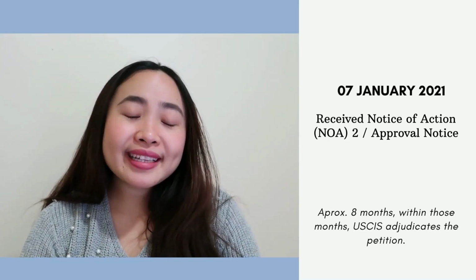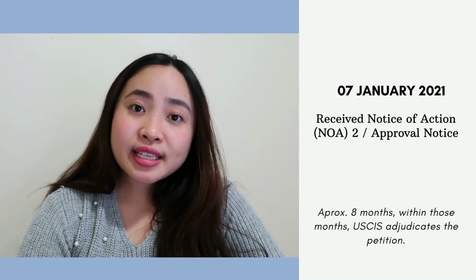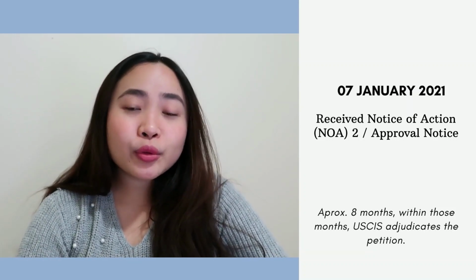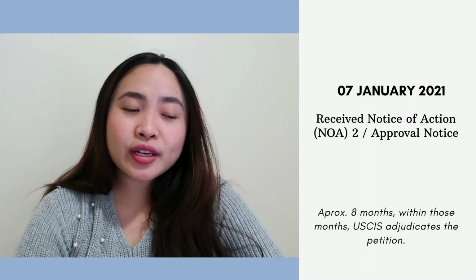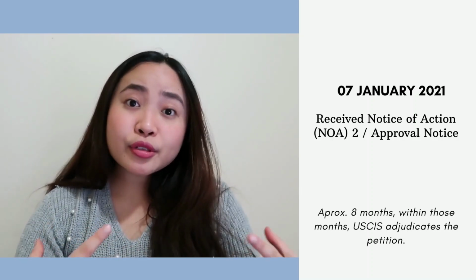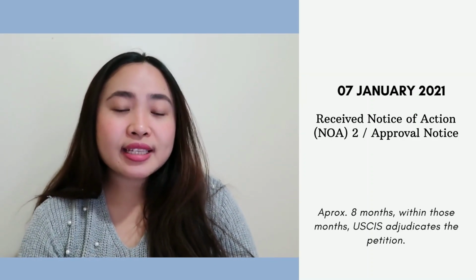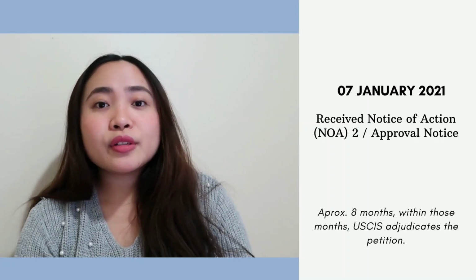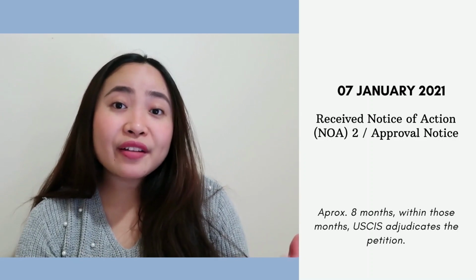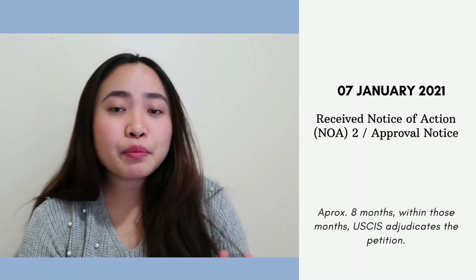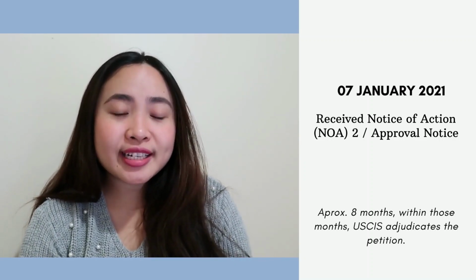So approximately 8 months after the USCIS sent our receipt notice, we received NOA 2, also called the approval notice, on January 7, 2021. Within those 8 months is where the USCIS adjudicates the petition, which means they will check all the documents submitted. They will also check if you have established your relationship, that it's genuine, based on the documents or attachments that you have presented.